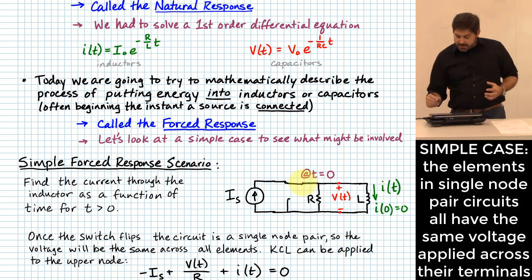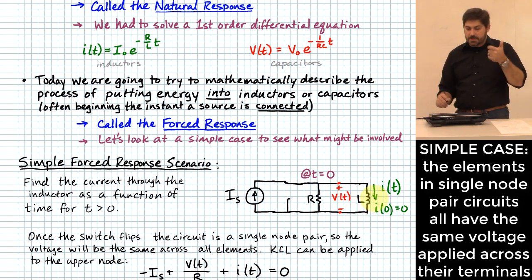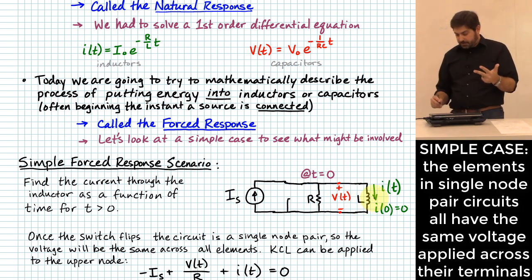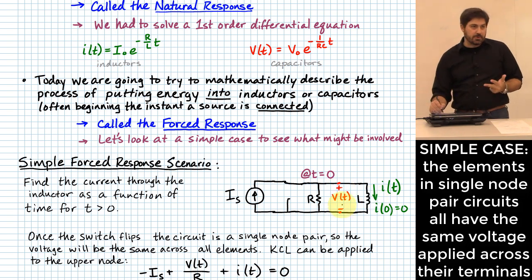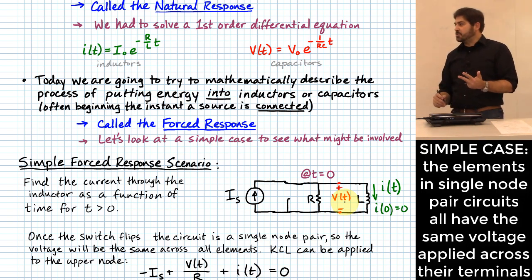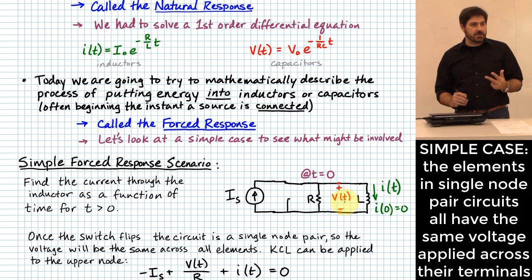What that tells us is that all three of the circuit elements that are playing here, the current source, the resistor, and the inductor, all three of them have the same voltage across them at all times, right? And I'm calling that V as a function of t, because that might be an interesting thing to use when we start setting up our circuit analysis.